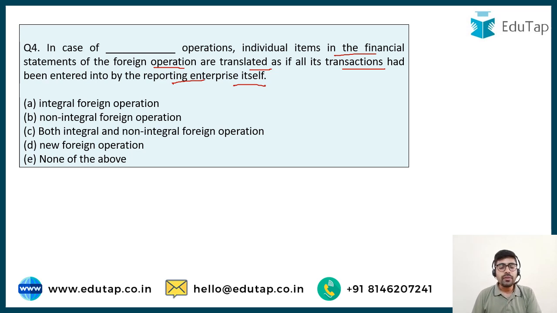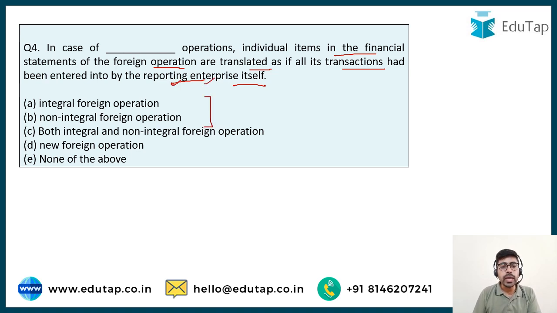So here this question is asking us that you have a foreign operation, you have a business abroad. Now, how would you consolidate that business's financial statements with your business? You have to convert, you have to translate it in rupee terms. So how would you be doing it? This is what it is asking: in which sort of foreign operations, which kind of method is going to be followed by you.